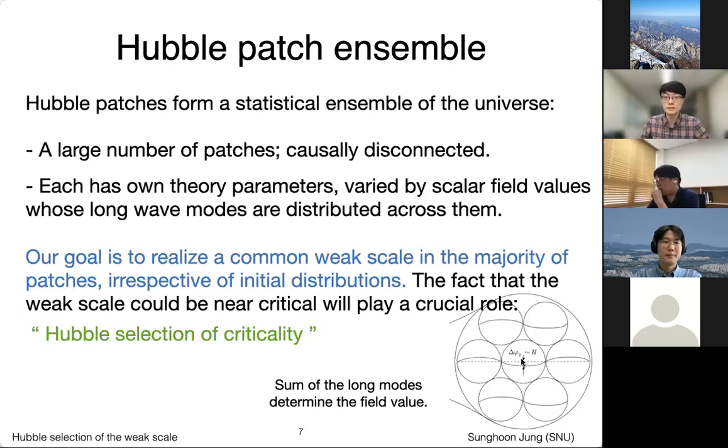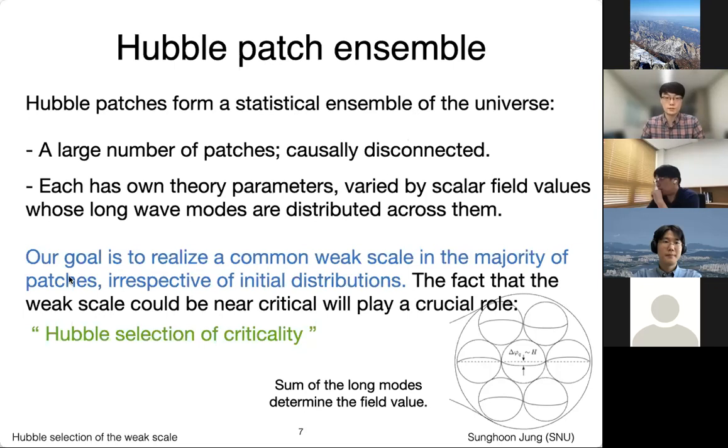So for example, here, each small circle is a Hubble patch. Radius is about Hubble radius. So different Hubble patches are all somewhat causally disconnected. And we have some scalar field mode here. In one of the Hubble patches, this scalar field contributes a slightly negative contribution. But in the neighborhood Hubble patches, it contributes positively. So different patches can have different theory parameters, causally disconnected, and an exponentially larger number of Hubble patches. So we can consider those Hubble patches as a statistical ensemble, and we can talk about the probability distribution of some theory parameter.